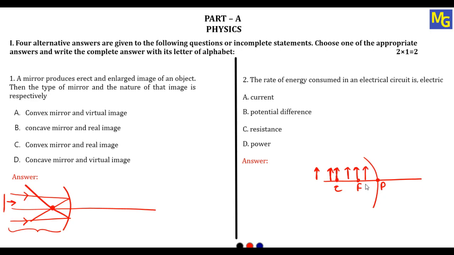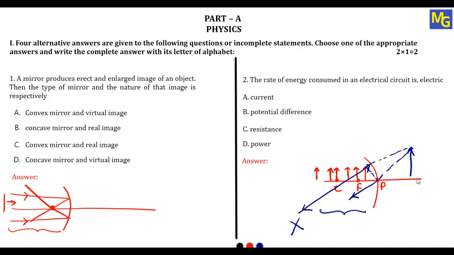When we keep our object between F and P, whatever image is going to form will be enlarged, because the ray which comes and hits the pole goes back like this, then the other ray goes back passing from the center of curvature like this. These rays on the same side of the mirror will never meet. So on the back side of the mirror, we extend these lines, and somewhere here we are going to get our image.